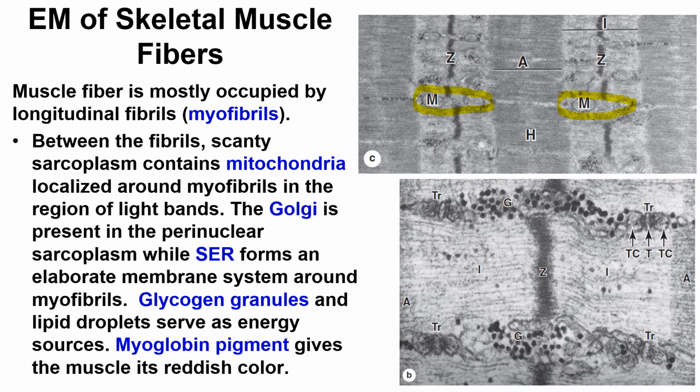Additionally, in the intermyofibrillar area, there are tubules belonging to the sarcoplasmic reticulum tubule system, and we will talk about this part in a few minutes. The sarcoplasm also contains the oxygen-carrying pigment myoglobin, and this myoglobin contributes to the red coloration of the muscle fiber.